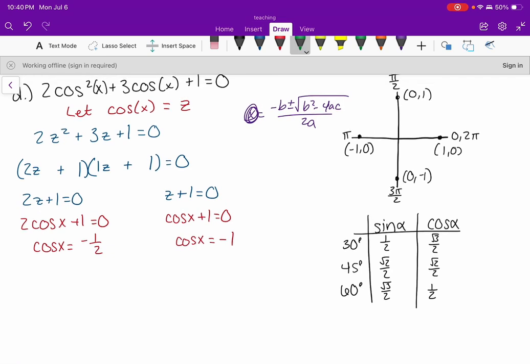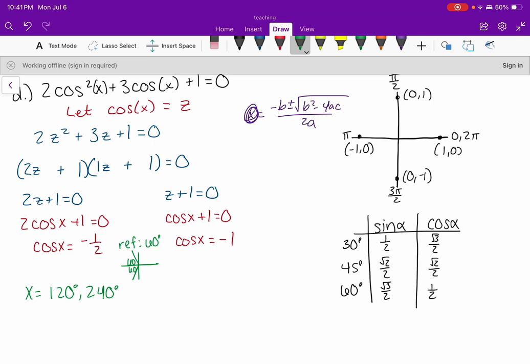Cosine x equals -1/2. This is just like the beginning of our section. So my reference here is going to be 60 degrees. Cosine is negative in quadrants 2 and 3. So I get x equals 60 degrees, and quadrant 3. Oh, be careful. I did something wrong there. 60 degrees would be quadrant 1. I need the reference of 60, but in quadrant 2. So that would be 120 and 240.